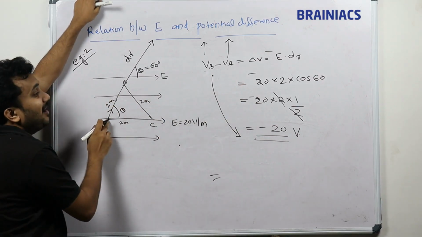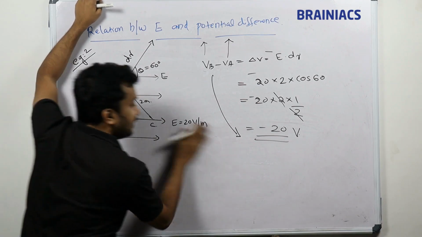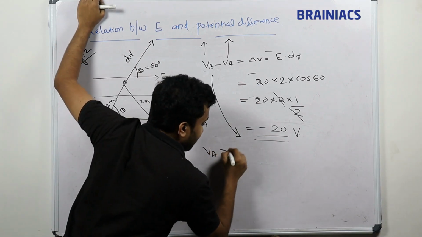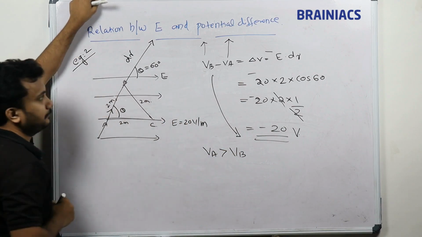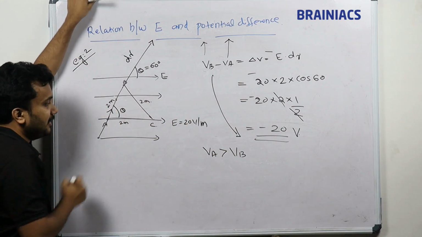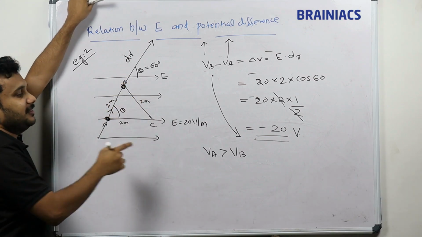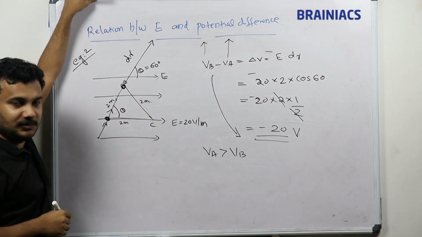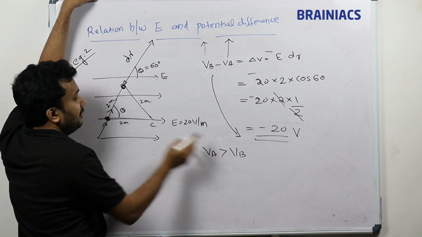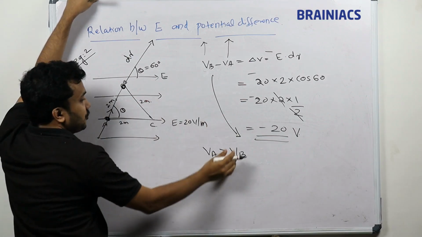Your VA will be higher. I can say VA is greater than VB. Now if you see, VA will be here and VB will be there. VA greater than VB means along the direction of electric field.